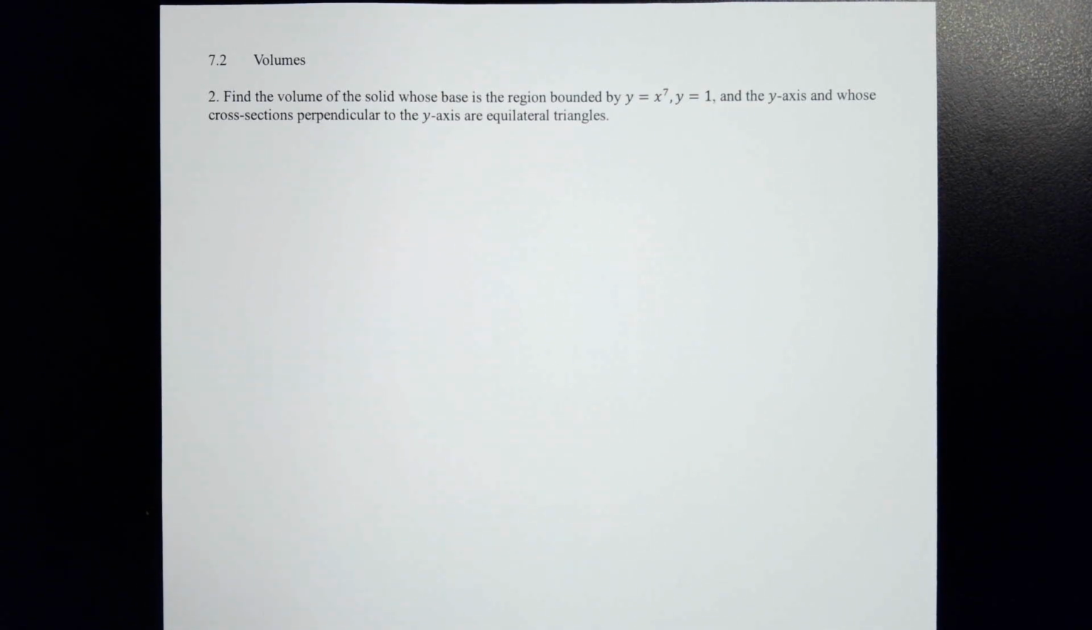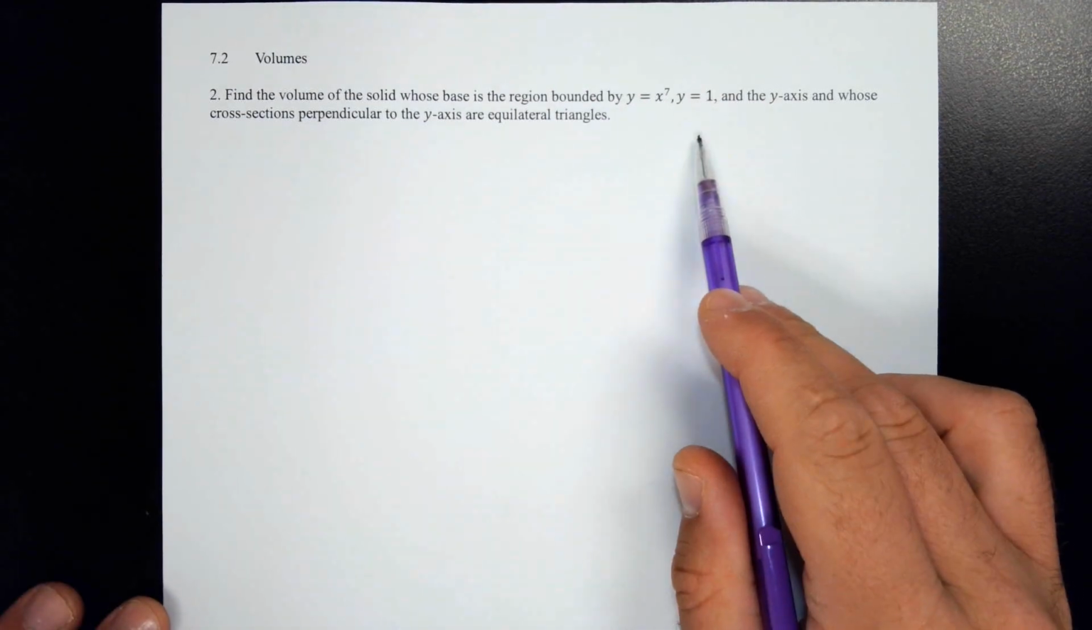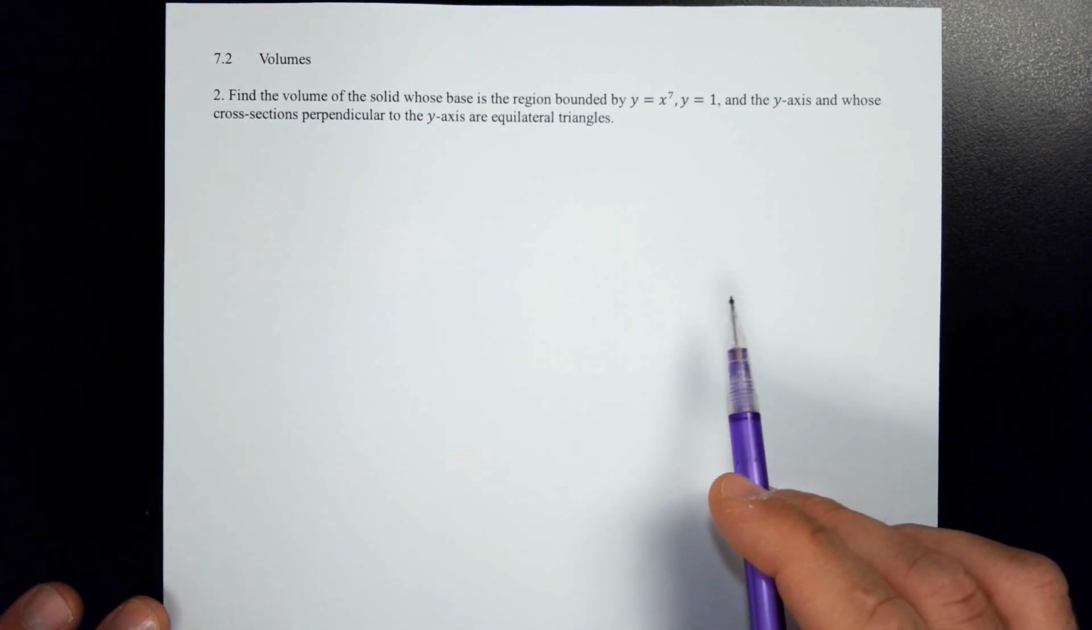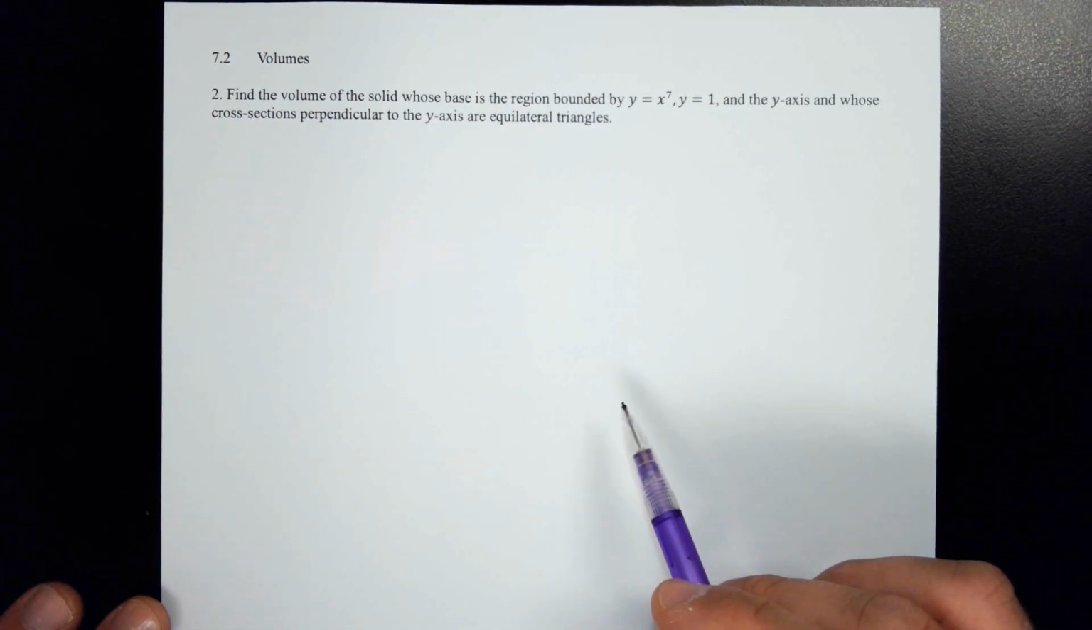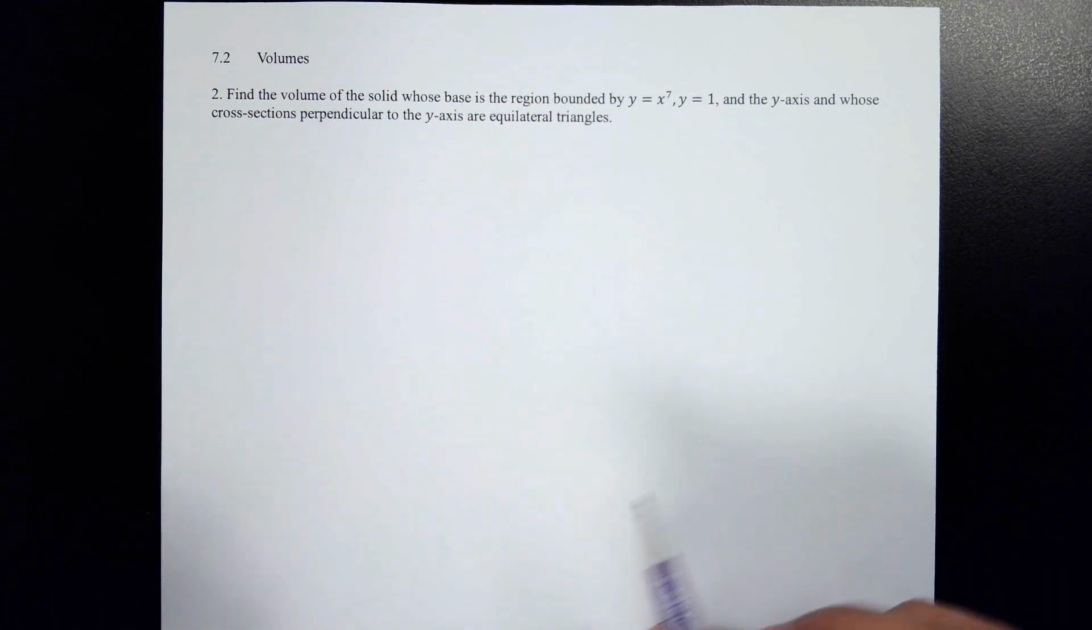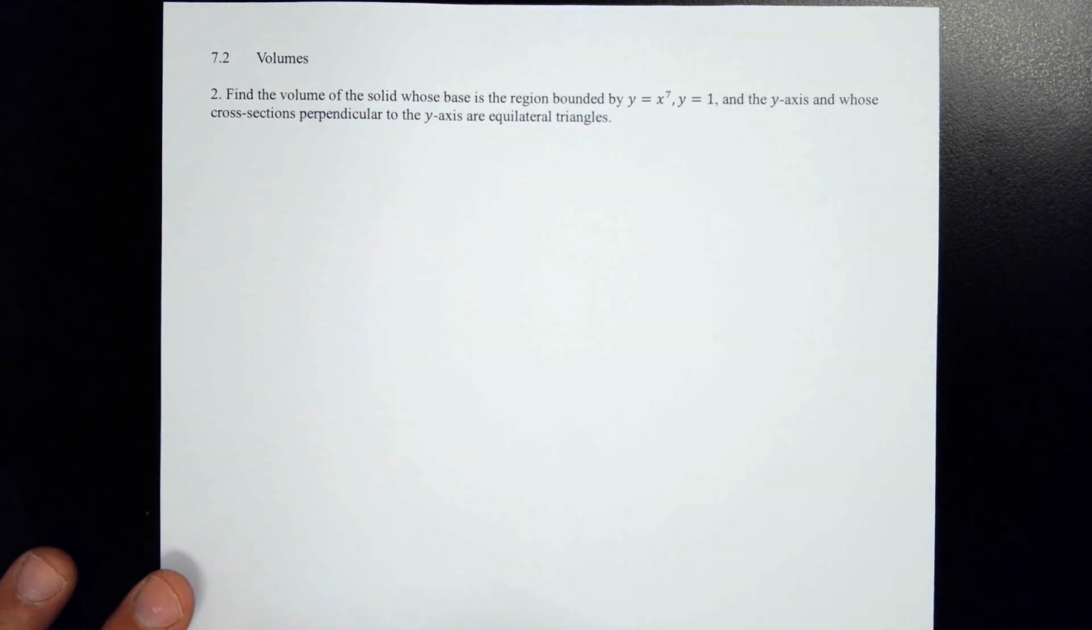For section 7.2, number 2, the question is: find the volume of the solid whose base is the region bounded by these two curves, y equals x to the 7th and y equals 1, and the y-axis, and whose cross-sections perpendicular to the y-axis are equilateral triangles. Okay, so this is not one of those solids of revolution. This is a volume whose cross-sections are equilateral triangles.